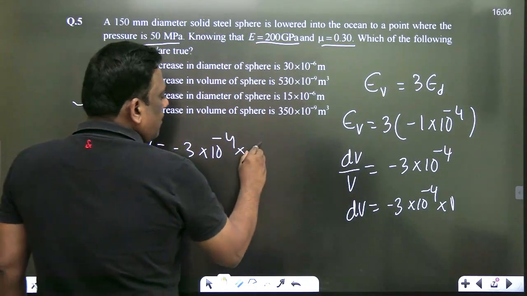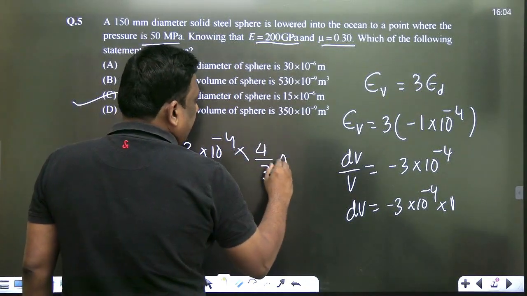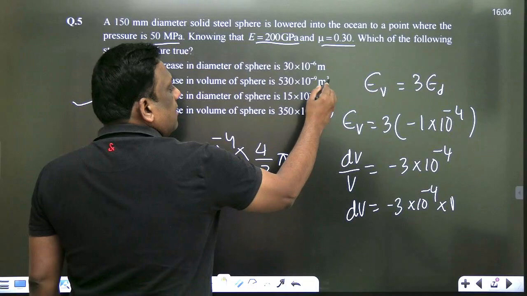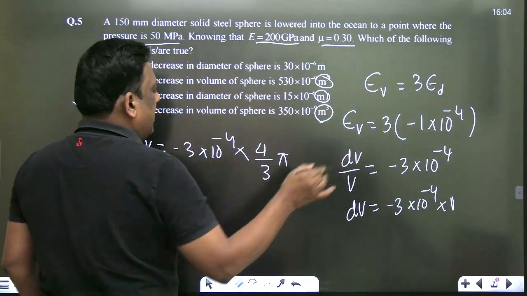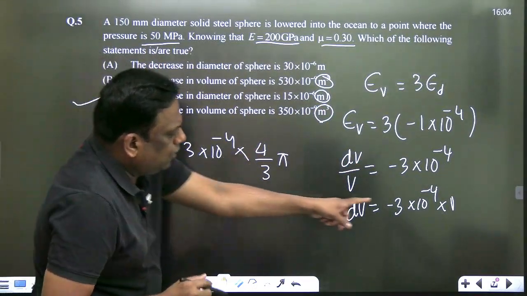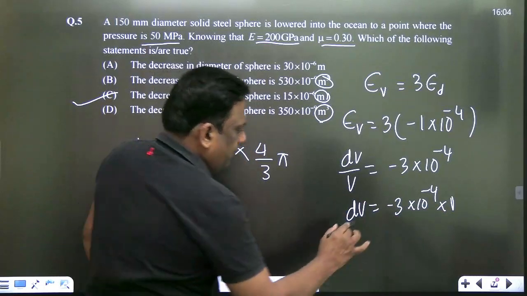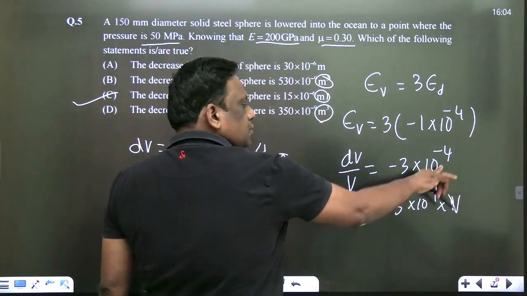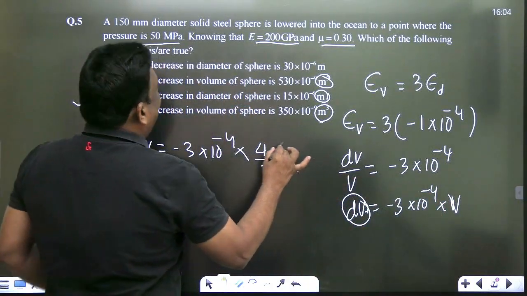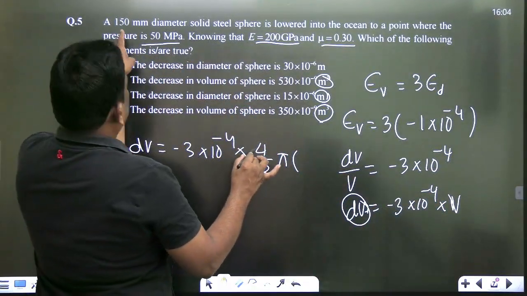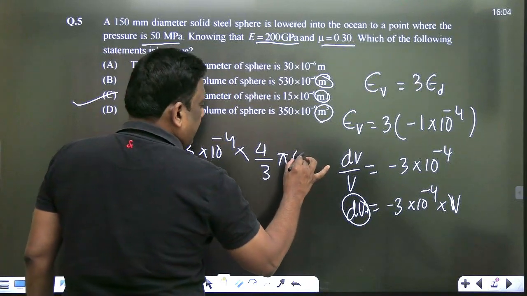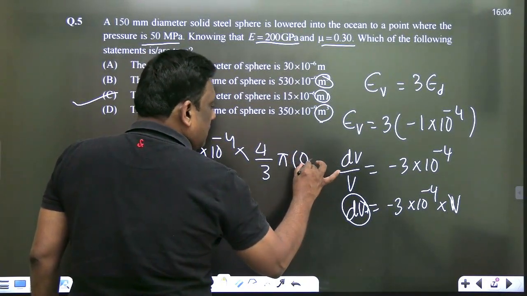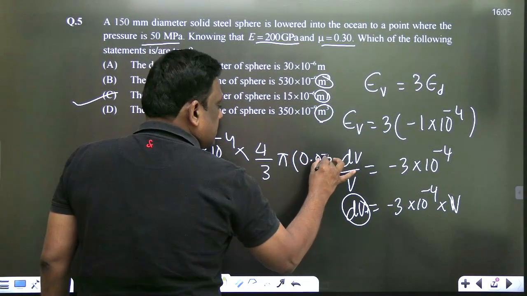What is the volume? 4 by 3 pi. But the answer is given in meter. Volumetric change is given in meter. So let us keep diameter. It is a sphere. So the change in volume is equal to this into the original volume, 4 by 3 pi r cube. What is the radius? The diameter is 150, so radius is 75. But 75 is in mm. Convert to meter, 0.075 whole cube.